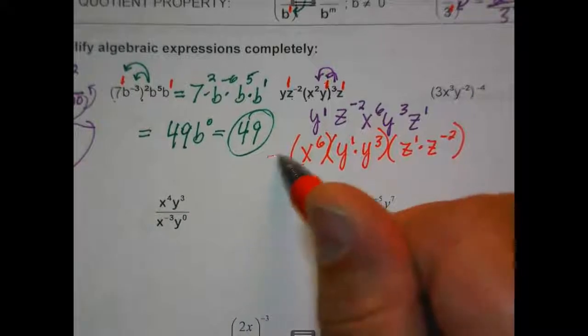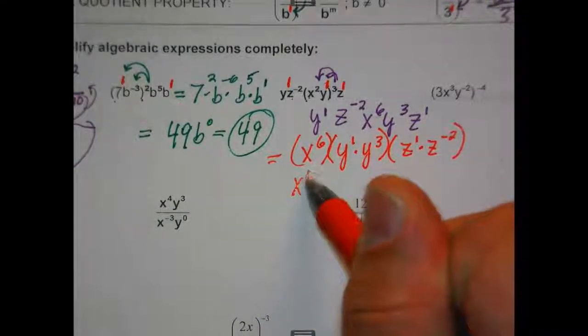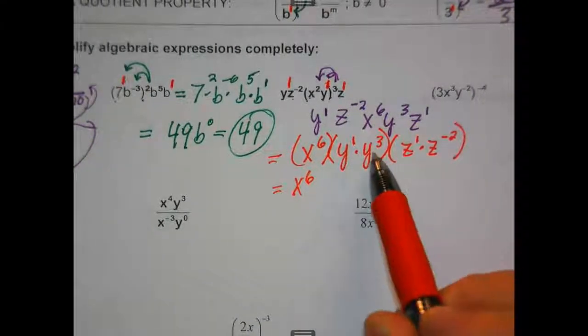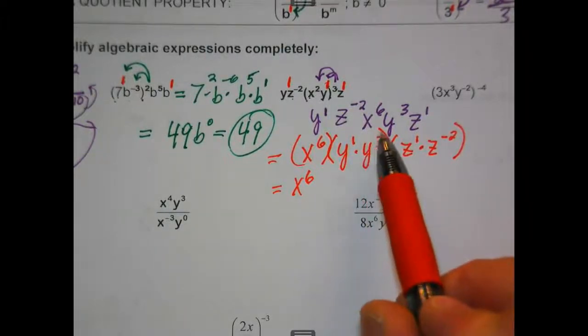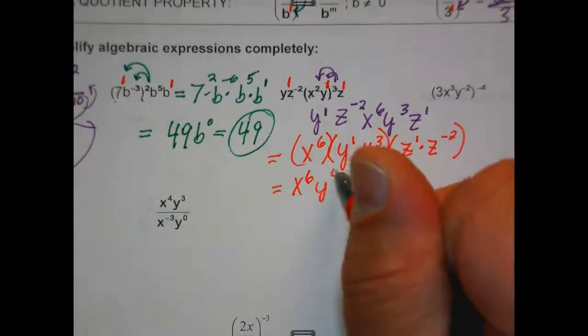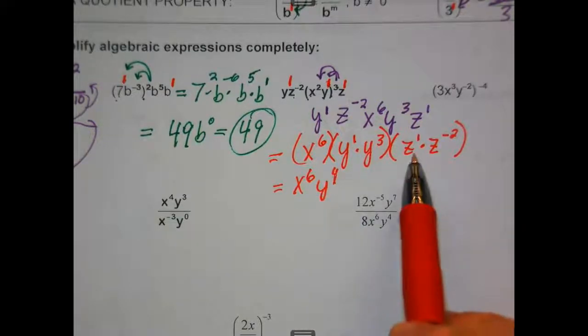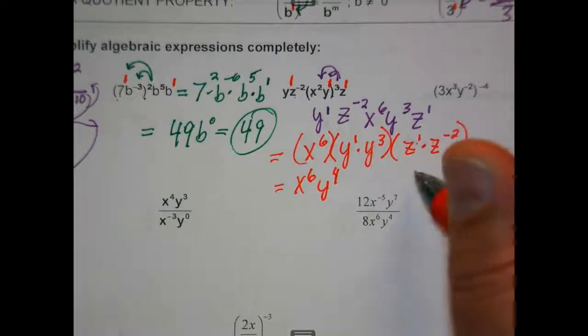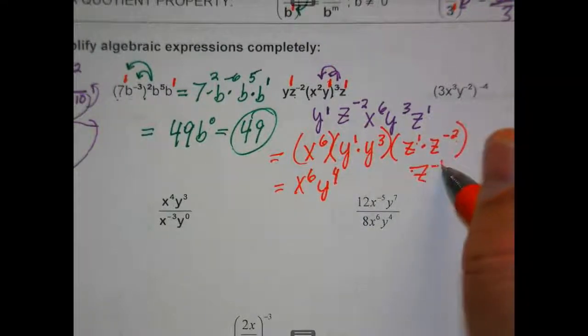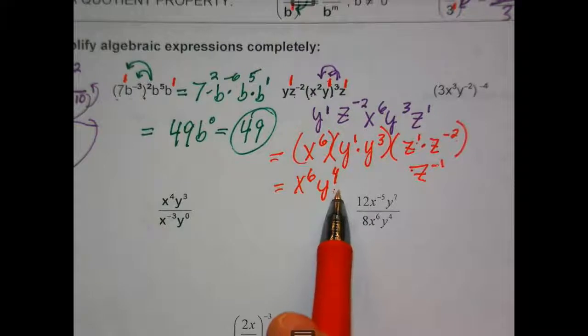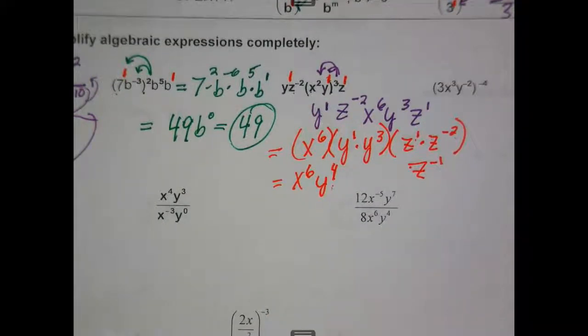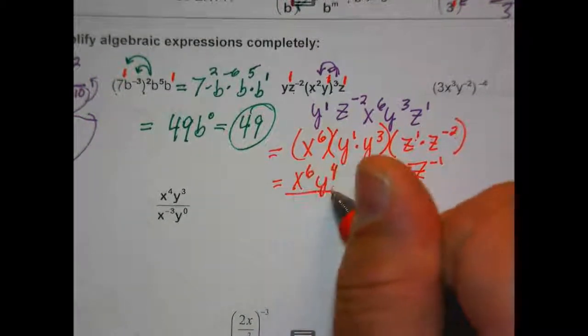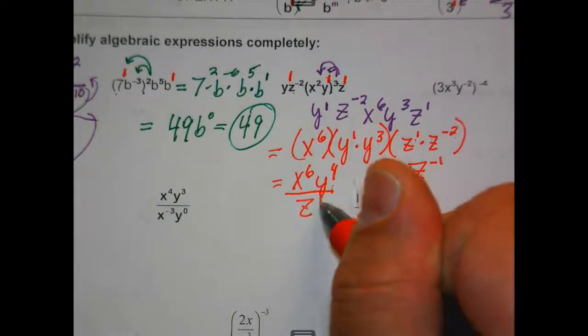Okay, so I get x to the 6. Y to the, since my y's are the same, I just add the exponents. Y to the 4th. Z to the 1 plus negative 2 is what? This is z to the negative 1. Now, I can't put that in my answer because I can't have negative exponents. Where does it go? I'm going to have to make the fraction and put it in my denominator.